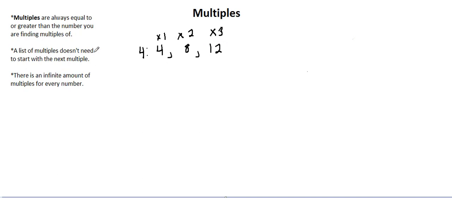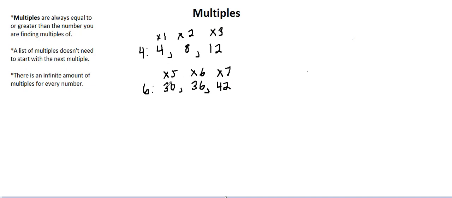Now, a list of multiples doesn't need to start with the next multiple. So let's look at the number 6, and let's find some multiples for the number 6. Well, here I'm going to start with times 5. 5 times 6 is 30, and then I'll do times 6. 6 times 6 is 36, and then I'll do times 7. 6 times 7 is 42. So here, a list of multiples for 6 could include 30, 36, and 42.